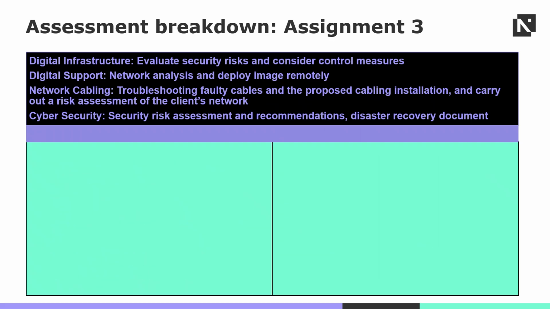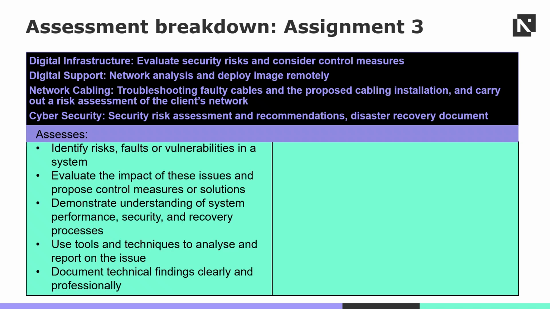In all 4 OS pathways, Assignment 3 assesses students' ability to identify risks, faults or vulnerabilities in a system, evaluate the impact of these issues and propose suitable control measures or solutions, demonstrate understanding of system performance, security and recovery processes, use tools and techniques to analyse and report on the issue, and document technical findings clearly and professionally.